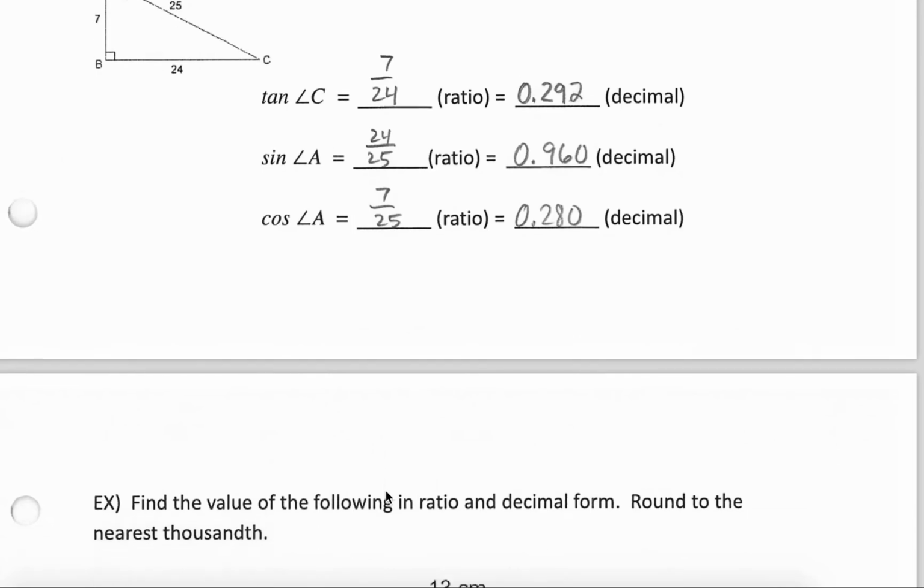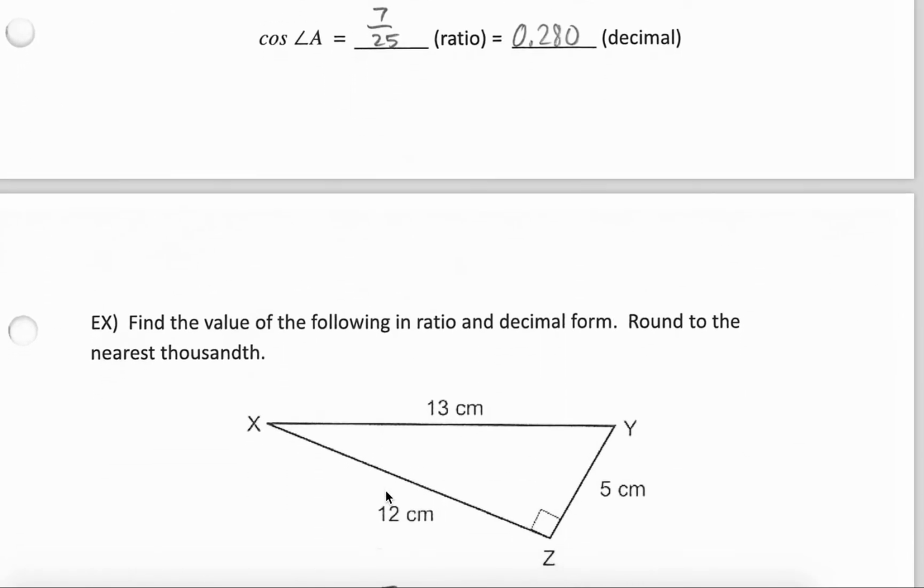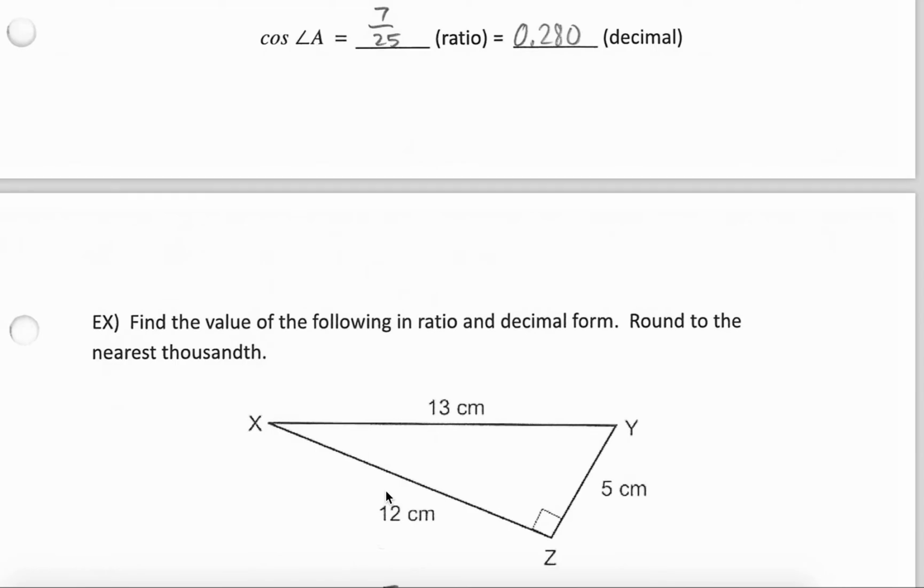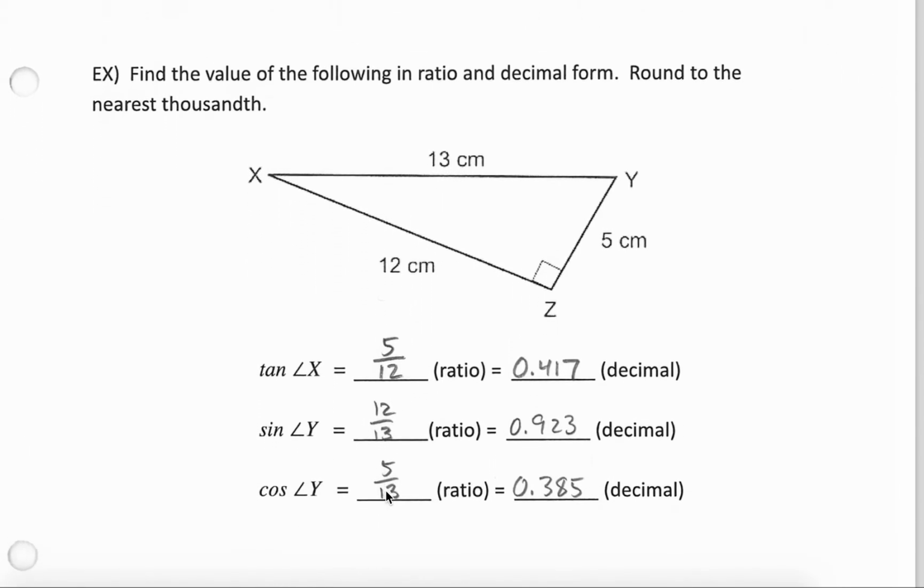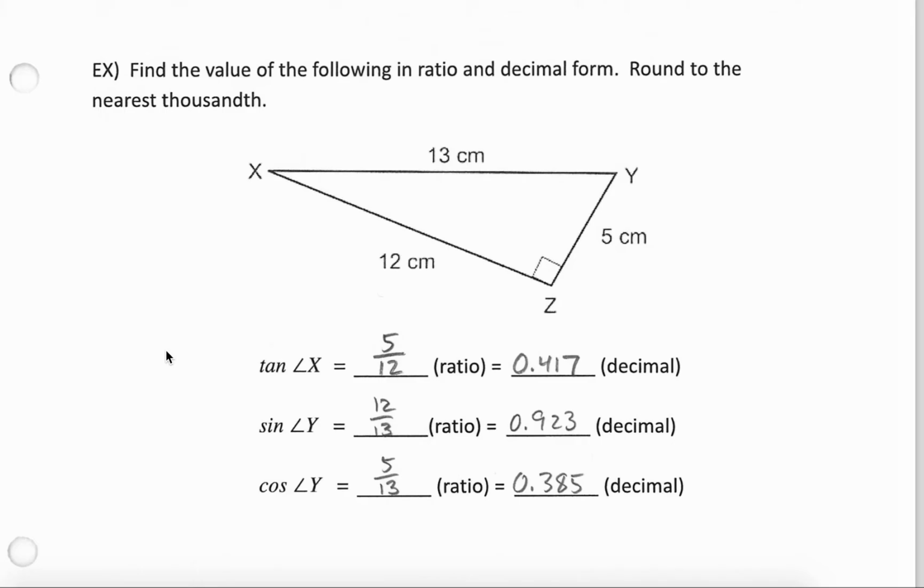All right, one more time. Go ahead and pause the video if you want to try this next example on your own. To answer tangent of angle X, we want to set up a ratio comparing the opposite to the adjacent side. That's TOA. So opposite from angle X over here would be the side length of 5. Adjacent to it would be a side length of 12. So 5 over 12 is our ratio. 5 divided by 12 is going to give us this approximate decimal equivalent.